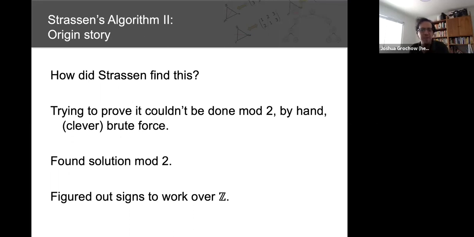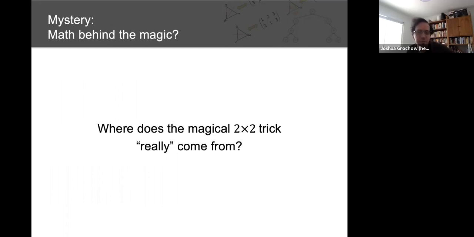Okay, so basically he found this by brute force, right? So not only is there very little insight in verifying this algorithm, but it's not really clear where this should come from. Is there some sort of mathematical structure that explains where this comes from? Why should this 7 multiplication thing for 2x2 matrices really exist?